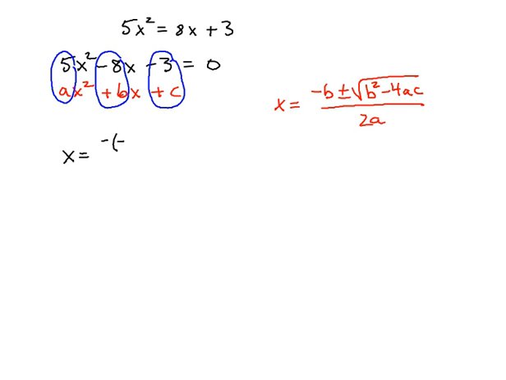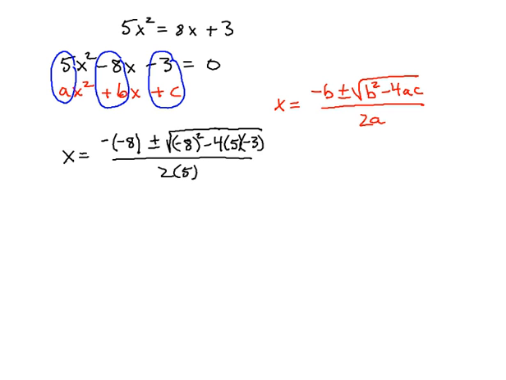Now notice that b is minus 8, so minus b would be minus minus 8, which turns into a positive 8. And then I have minus 8 squared, b squared, minus 4 times a times c, and that whole thing divided by 2 times a. Okay, we've got everything plugged into the formula. Now it's just a matter of simplification.